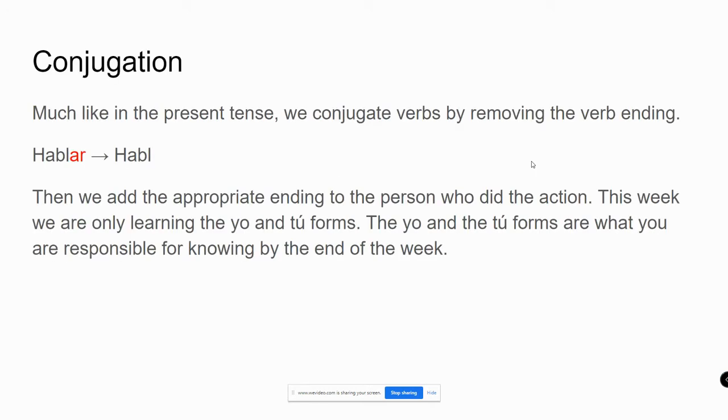Conjugation. Much like in the present tense, we conjugate our verbs by removing the verb ending. So if we look at the verb hablar, the stem of the verb is habl, and then the ending is ar. So we have to remove that to conjugate the verbs. Then we have to add the appropriate ending for who did the action. Again, I want to reiterate, this week we are only learning the yo and the tú forms. Therefore, by the end of the week, you should be able to conjugate preterite tense AR verbs in the yo and the tú forms only.